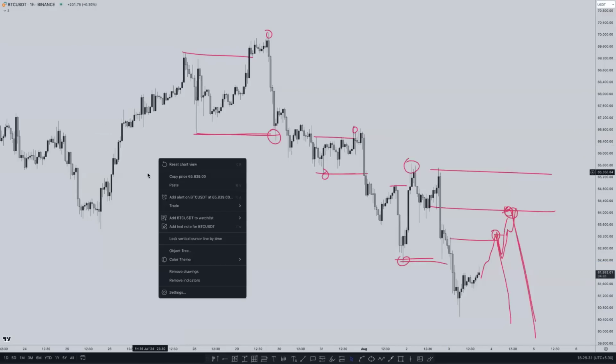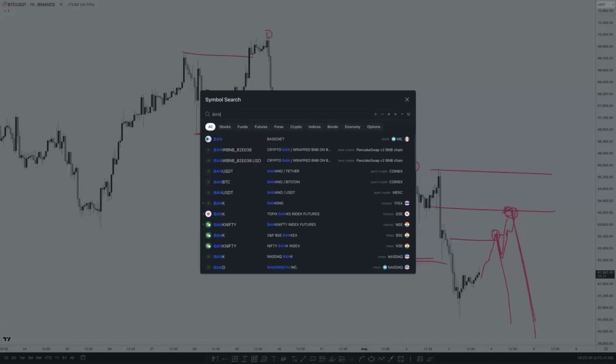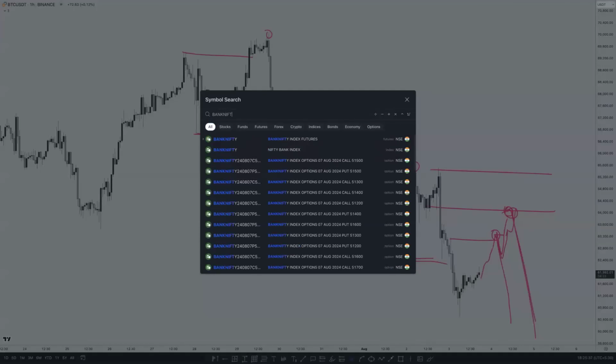So this is one scenario here, and let's check the Bank Nifty chart to see what is happening in Bank Nifty, and after that I will start the question and answer.